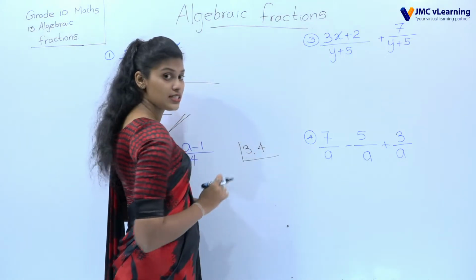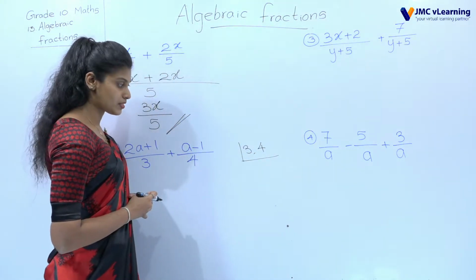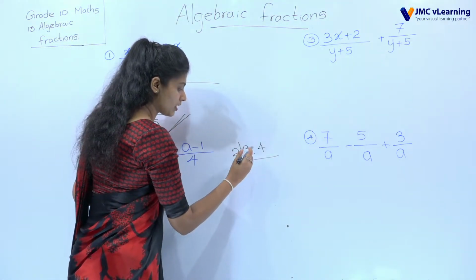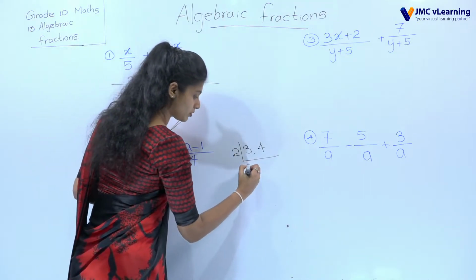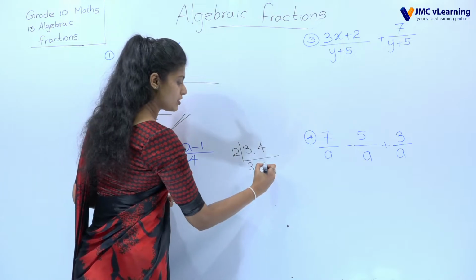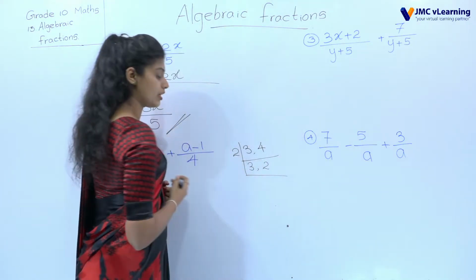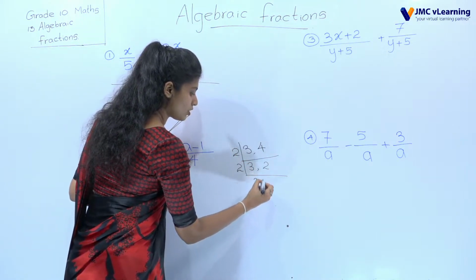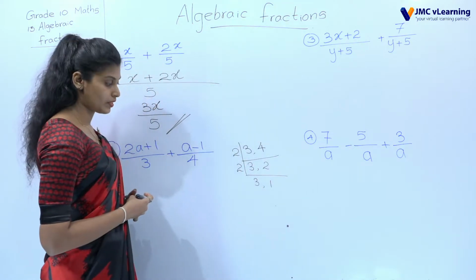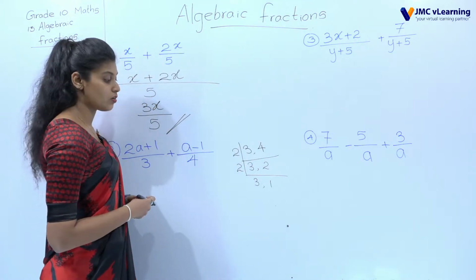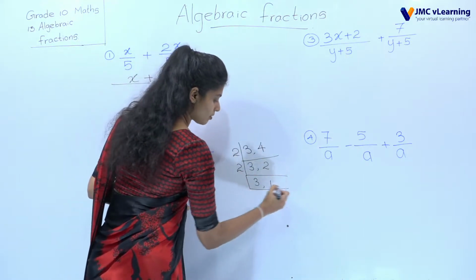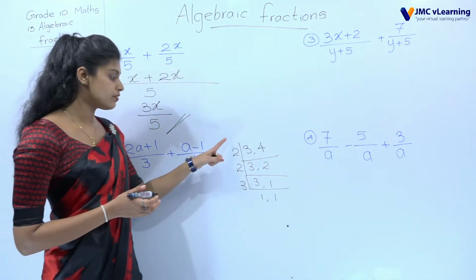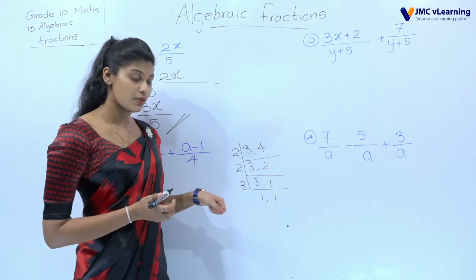You have to divide these numbers using prime numbers. The smallest prime number is 2. Let's divide by 2. 3 can't be divided by 2, so let's put 3. 4 divided by 2 is equal to 2. Then again we can divide using 2. Here 3, and 2 divided by 2 is 1. The remaining number is 3. 3 is also a prime number. Let's divide this one by 3. 1, 1. When you find the LCM, you have to divide using the prime numbers until you get 1 here.